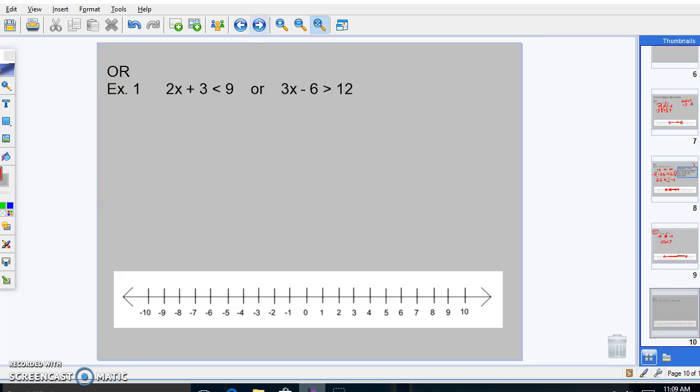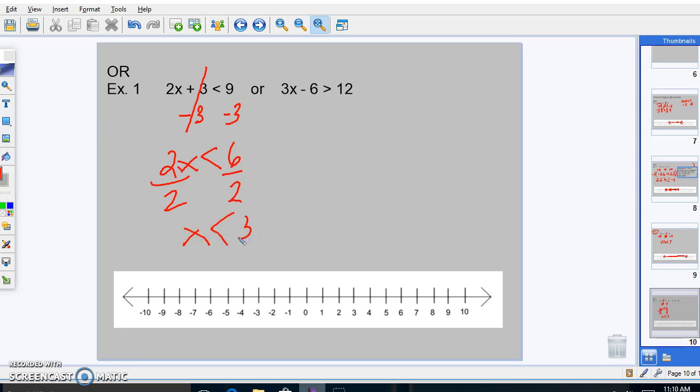Now when we're looking at OR inequalities, we're going to still solve it just like we did an equation. However, this time, because it's not an AND, it has to be written as two separate inequalities. So to solve this first one, we're going to subtract 3 on both sides. That leaves me with 2x is less than 6. Divide both sides by 2. X is less than 3.